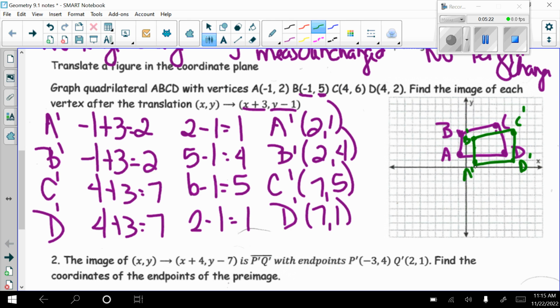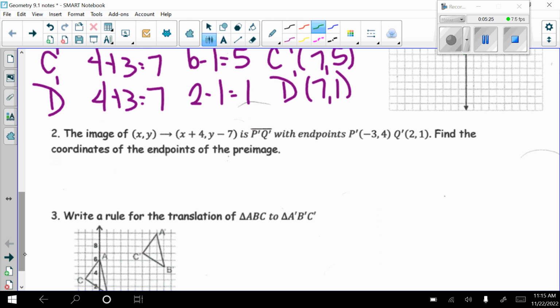So now we're going to go backwards a little bit. It tells me that the image of (x, y) under x plus 4 and y minus 7 is P prime Q prime. The endpoints P prime are at (-3, 4), and Q prime are at (2, 1). Find the coordinates of the endpoints of the pre-image. So here we want to find out what P and Q started out as. I know the rule x plus 4 got me to P prime, which was -3.